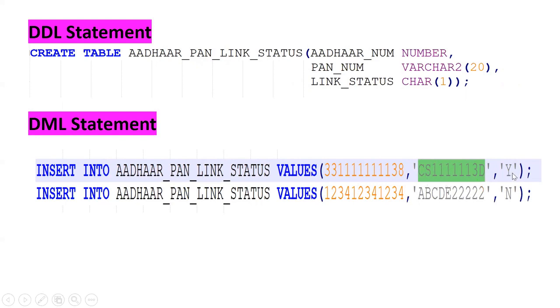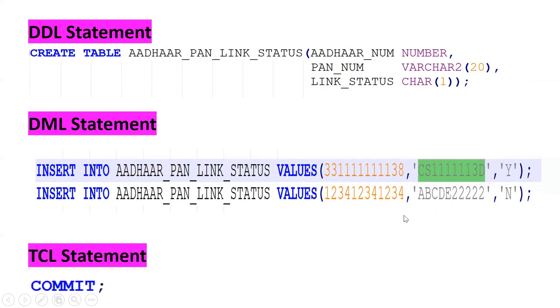I'm putting link status equal to Y, in the sense that it's already linked. If it is N, it is not linked. So for this Aadhaar number and PAN card, I'm putting Y. Y is nothing but already linked, and N means it is not linked to each other. I committed those transactions based on the station. So this is an important table.